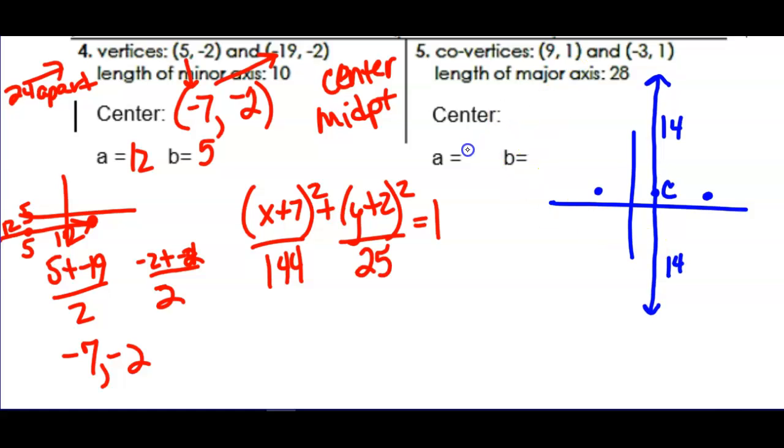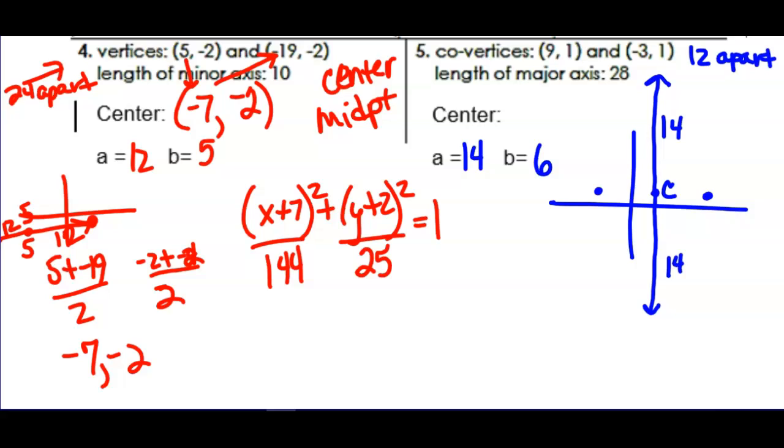Okay, so that's going to be A is 14. But the co-vertices were from 9 to the right to negative 3 to the left, which would be a distance of 12. So B is 6 either way.